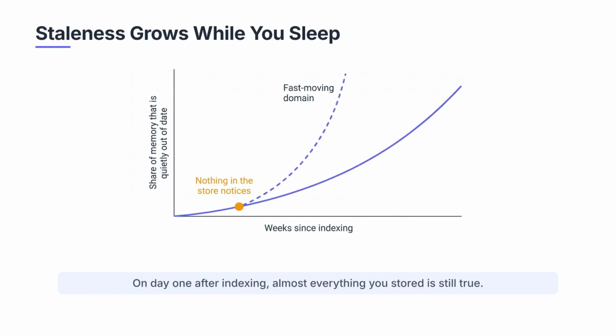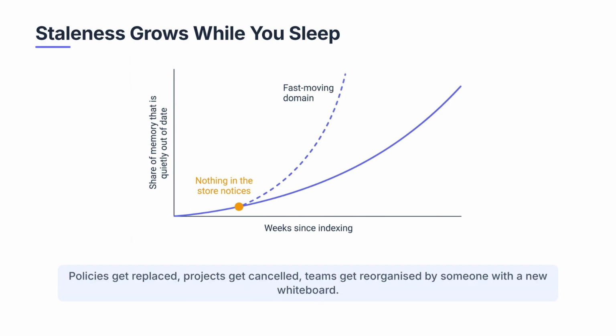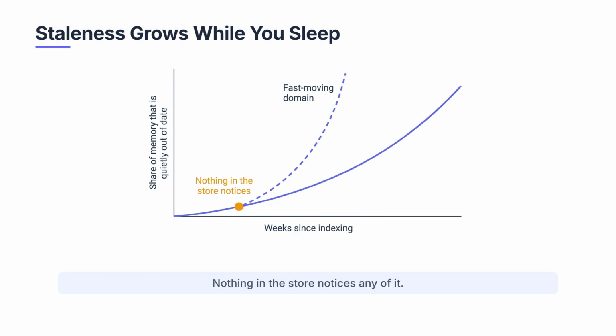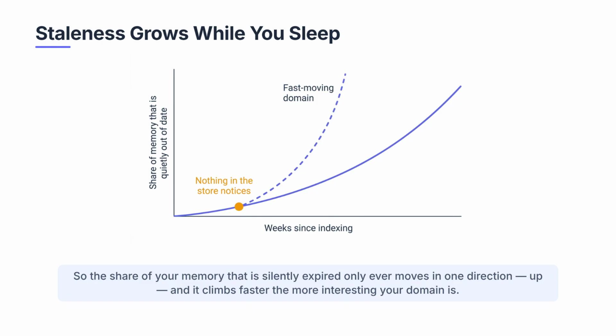And it compounds. On day 1 after indexing, almost everything you stored is still true. Every week after that, a few more facts quietly retire. People change jobs, prices change, policies get replaced, projects get canceled, teams get reorganized by someone with a new whiteboard. Nothing in the store notices any of it. So the share of your memory that is silently expired only ever moves in one direction, up, and it climbs faster the more interesting your domain is.